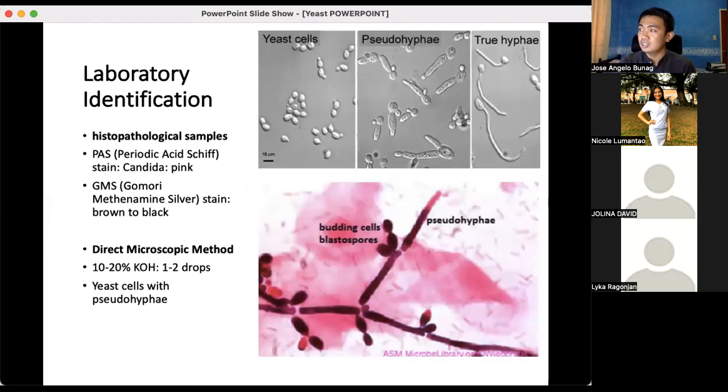Okay, before I proceed with the carbohydrate assimilation test, balikan lang natin yung figure na ito with regards to the morphology ng ating mga yeast. So please do take note, mga classmates, that your Candida species can grow into 3 distinct morphologies: your yeast cell, your pseudohyphae, and also your true hyphae. So your Candida species are considered to be asexual and they do not perform meiosis. So these are the 3 forms ng ating mga yeast: yeast cell, pseudohyphae, and hyphae.